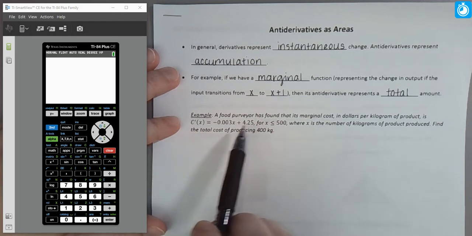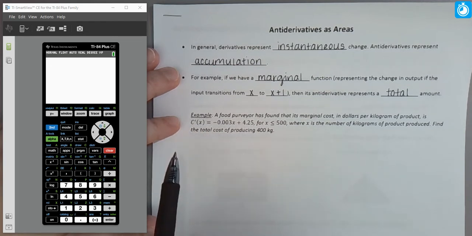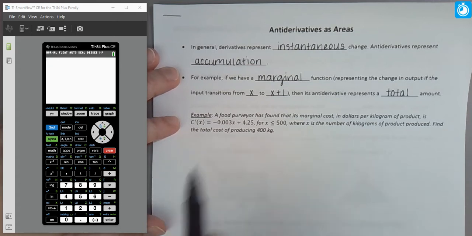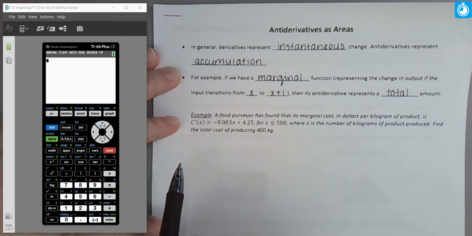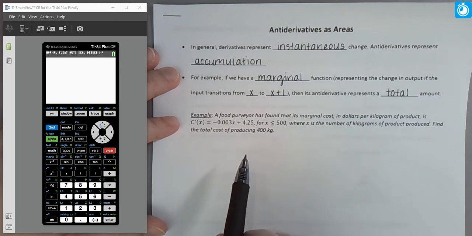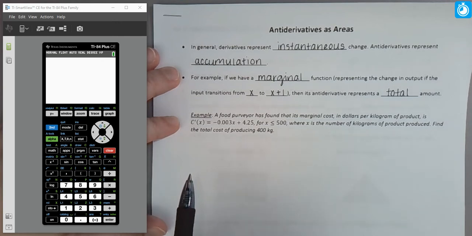So the function we're given tells us how the costs are changing to increase production by 1 unit. So for instance, if we were to plug in 400 to our marginal function, we're answering the question, how much additional cost would we incur to go from producing 400 kilograms to producing 401 kilograms? What would be the additional cost associated with that change?